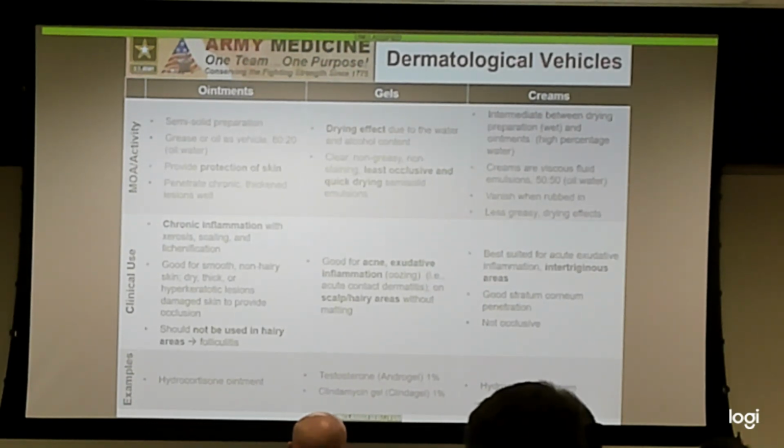Okay. Looking at the areas that we can use it in, those are skin folds, okay, in our intertriginous areas, and then not occlusive, right? It's not as heavy as our ointment was, which was occlusive. Okay.